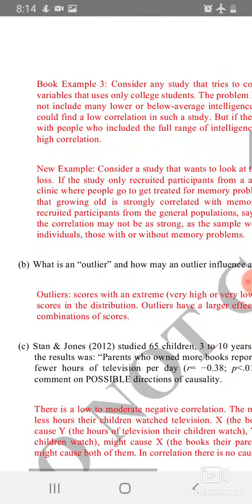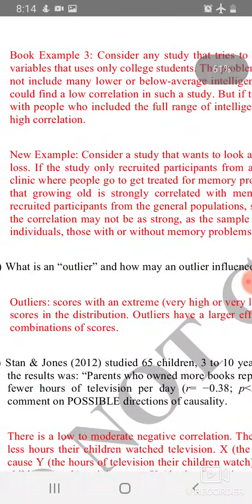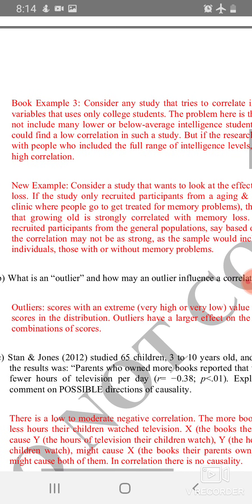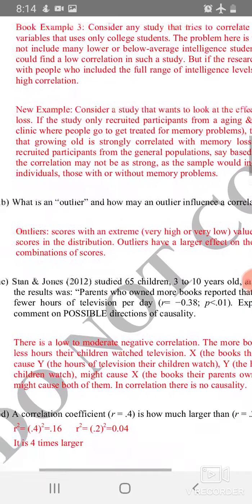All right. Another thing that you should understand about correlations is one outlier can affect your R-score. Your R-score is also known as your correlation score. So if one data point is far off from the others, it can greatly affect your correlation. So outliers significantly influence correlations.